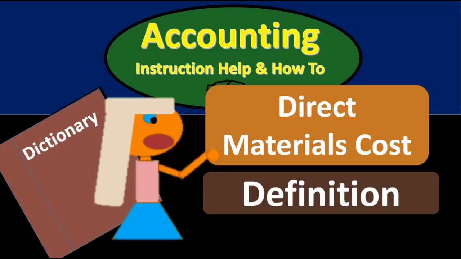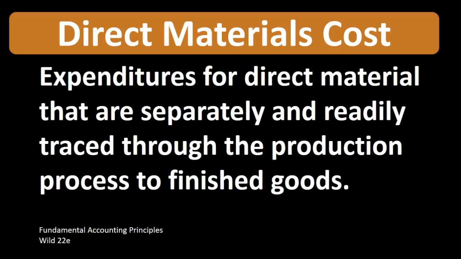Hello, in this lecture we will define direct materials cost. According to Fundamental Accounting Principles, Wild 22nd edition, the definition of direct materials cost is expenditures for direct material that are separately and readily traced through the production process to finished goods.